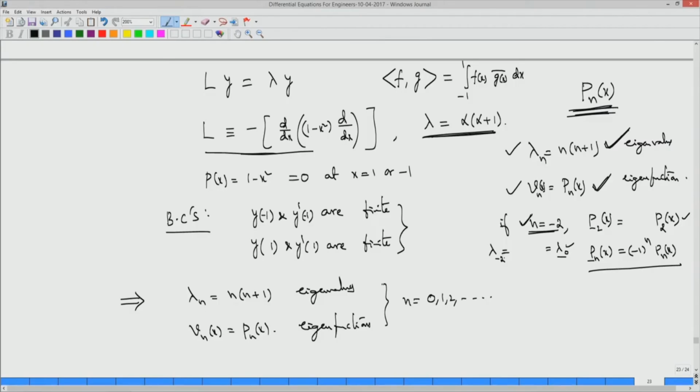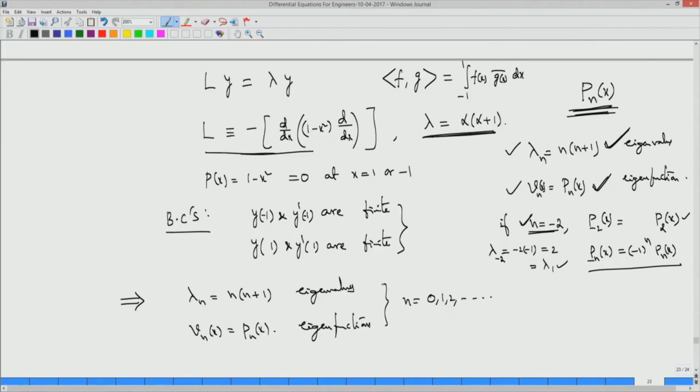But I want to see what lambda minus 2 is. Lambda minus 2 is minus 2 into minus 2 plus 1, which is minus 1. This is nothing but simply 2, minus 2 into minus 1. So, it is 2. 2 corresponds to lambda equal to 1. So, lambda 1 is already here, corresponding to n equal to 1. Lambda 1 is also 2. Like this, all lambda minus n's are already here, they are the same eigenvalues.